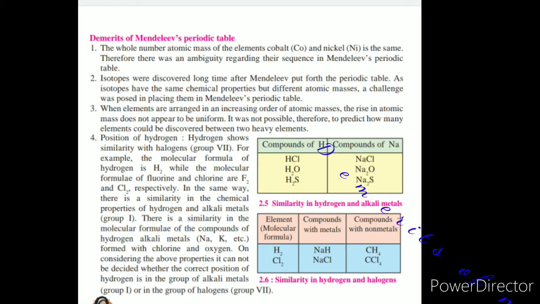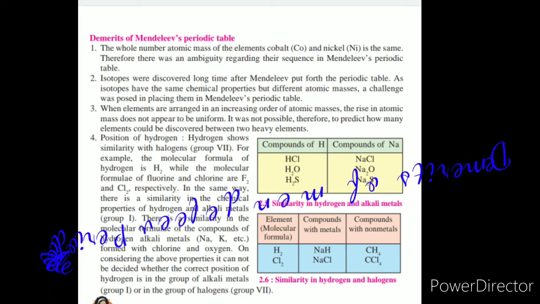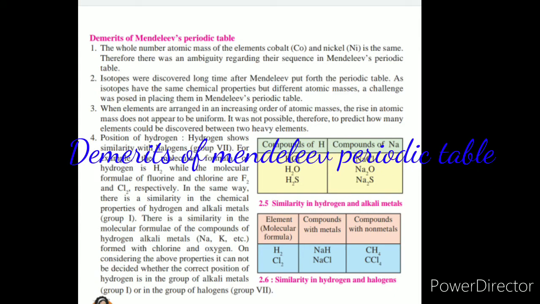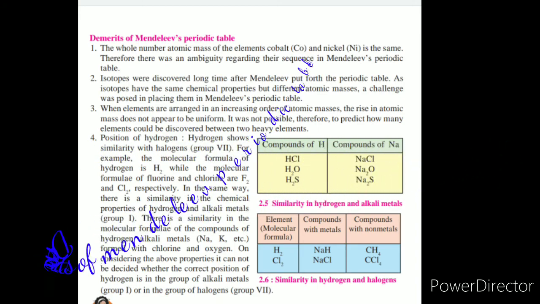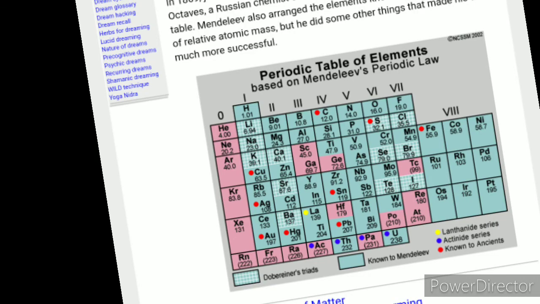Now we discuss the demerits of Mendeleev's periodic table. The whole number atomic mass of the elements cobalt and nickel is the same. Therefore, there was ambiguity regarding their sequence in Mendeleev's periodic table, meaning it was confusing about the position of cobalt and nickel. The second demerit: isotopes were discovered a long time after Mendeleev put forth the periodic table. As isotopes have the same chemical properties but different atomic masses, a challenge was posed in placing them in Mendeleev's periodic table.